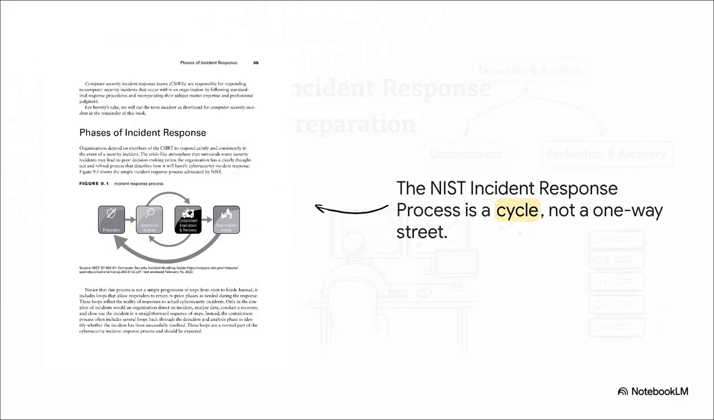Now, what's really cool about this process is that it's not just a straight line. You see those arrows looping back? That's there for a reason. It shows you that incident response is a super dynamic process. You might jump from, say, containment right back to analysis because you found something new. It's a cycle, not a one-way street.